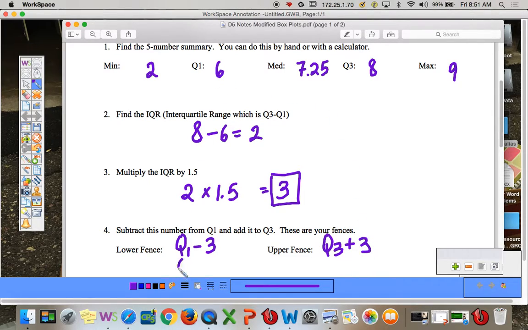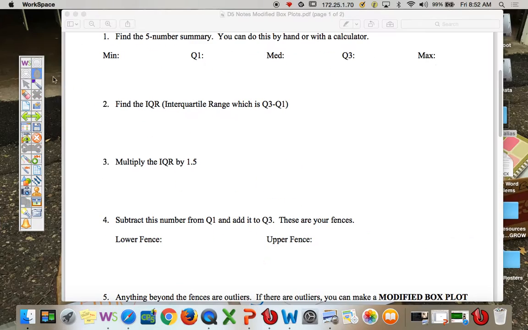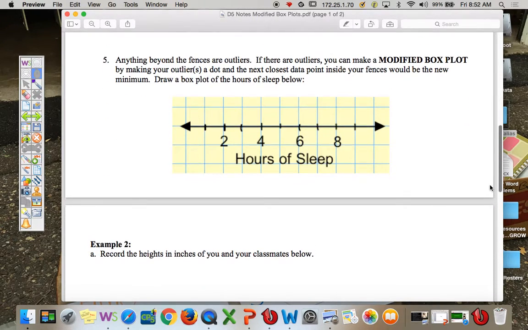So Q1 is 6. We have 6 minus 3 is 3. This is our lower fence. To find the upper fence, we're going to do Q3, which is 8, plus 3, which is 11. This is our upper fence. All right, so let's use that to draw what's called a modified box and whiskers plot. Anything beyond the fences is outliers. If there are outliers, you can make a modified box plot.